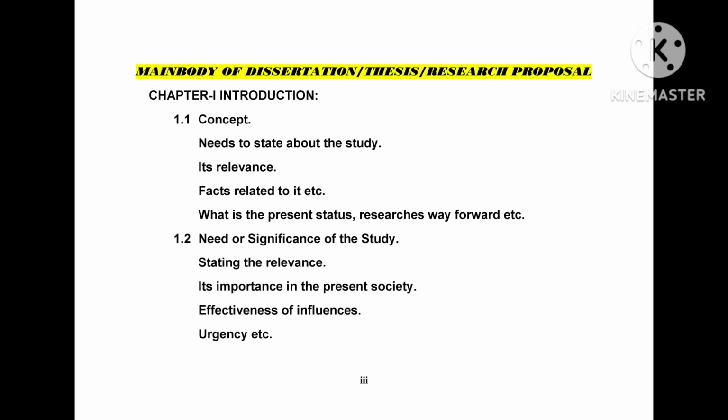Then 1.2 need or significance of the study. Under it we have to state the relevance, importance and effectiveness or influence or urgency of the study. This is also most important. We have to state or give the reason for our study, else we cannot proceed ahead, or the people will think that this study may not be relevant or important for their life. So we must state the significance of the study.